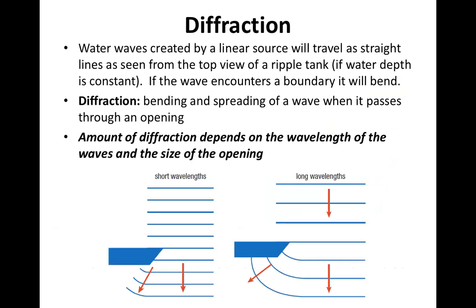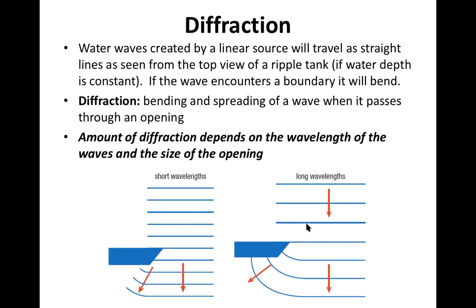One of the things that a ripple tank can demonstrate is diffraction. Water waves created by a linear source will travel as a straight line, as seen from the top view of a ripple tank, if water depth is constant. And if the wave encounters a boundary, it will bend. Diffraction is the bending or spreading of a wave when it passes through an opening. The amount of diffraction depends on the wavelength of the waves and the size of the opening.